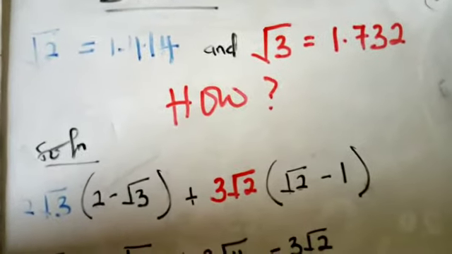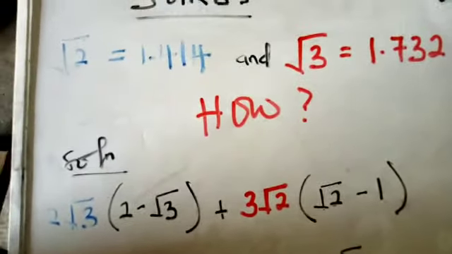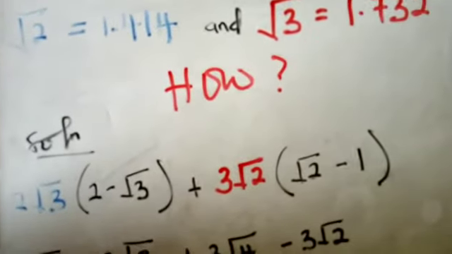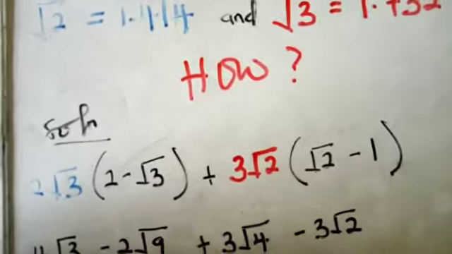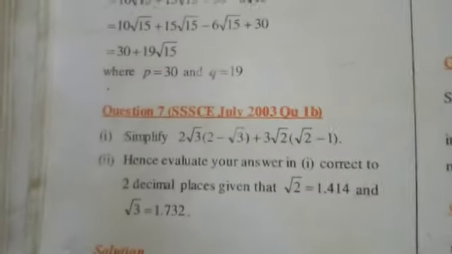We are going to discuss multiplication in surds using a past WASSCE question. Let's check the question first before we come back and explain the solution for you. So here's the question. As you can see, this is the past question.